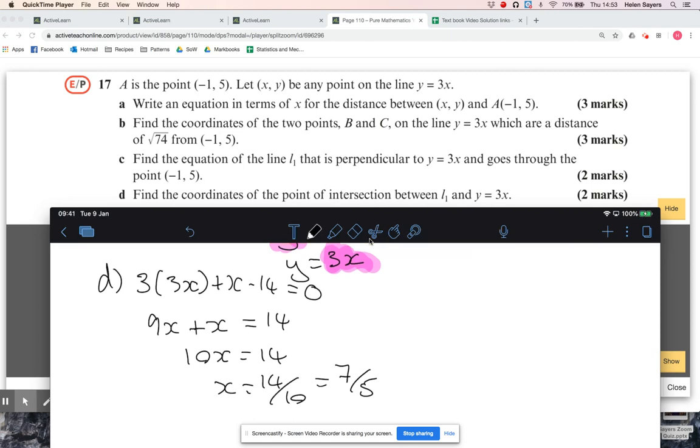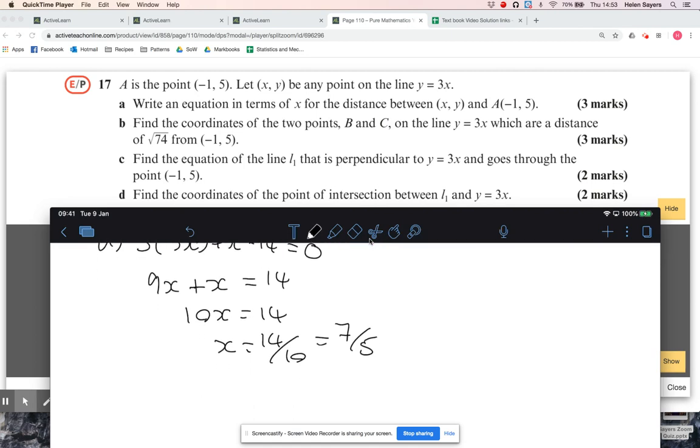And again, don't forget to find the y coordinate, but it's on the line y equals 3x. So that's the easiest way to find it, is just to do y is 3 times 7/5, and just make sure you do give it as a coordinate.